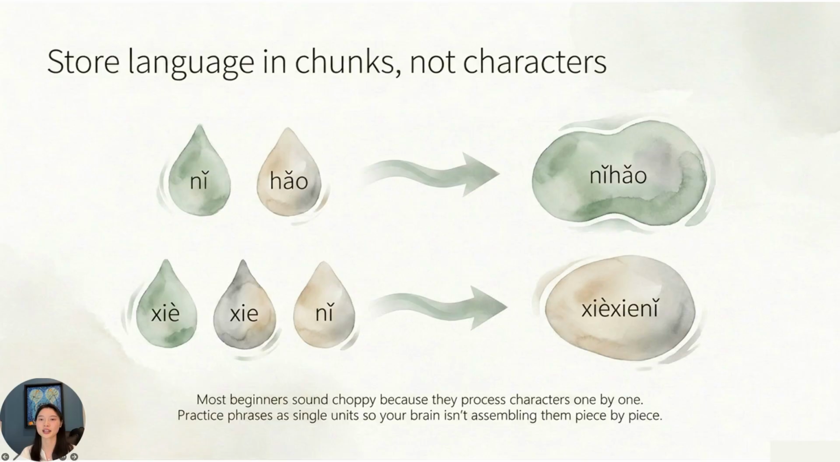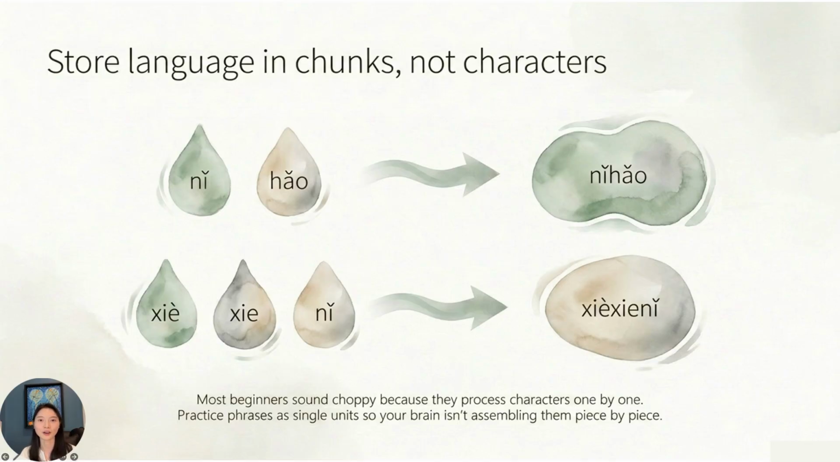Most beginners sound choppy for one reason. They process each character one at a time. They think first tone, second tone, and by the time they have figured out the tones, the natural rhythm is gone. The solution is not to speak faster. The solution is to practice phrases as single units.